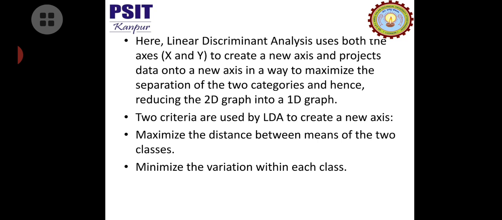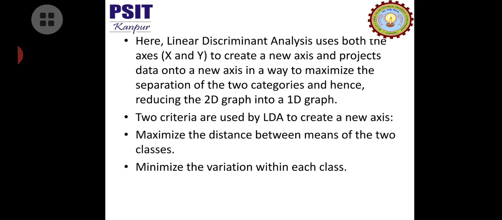After the creation of the new axis, we project data points onto it. Why are we doing so? To maximize the separability of two categories, hence reducing the 2D graph into a one dimension graph. First you create a new axis with the help of these two dimension axes. That means a one dimension axis, and after that you plot all the data points on that single axis.